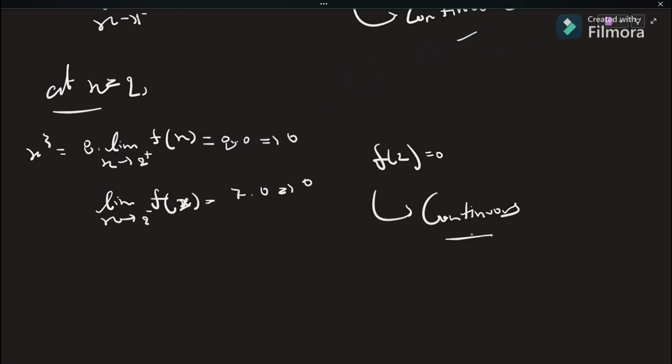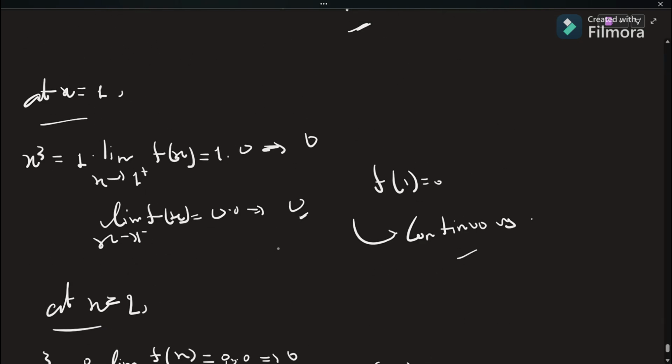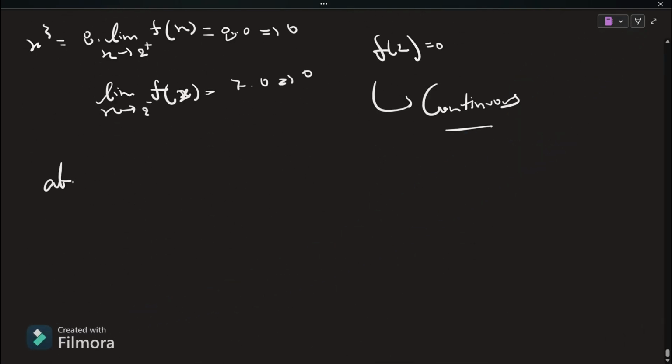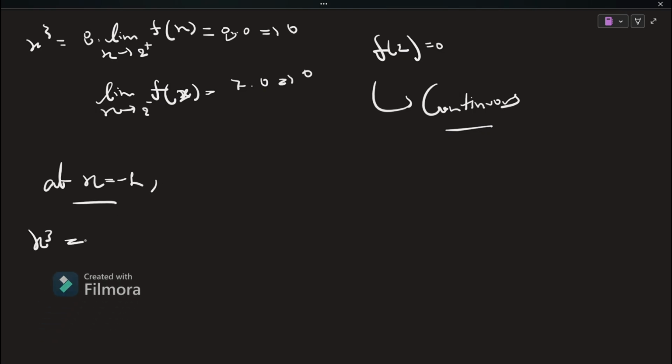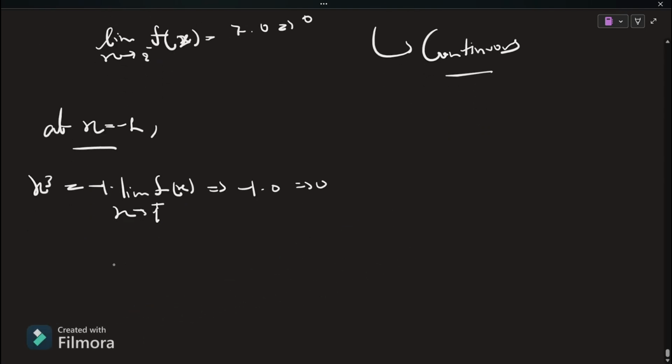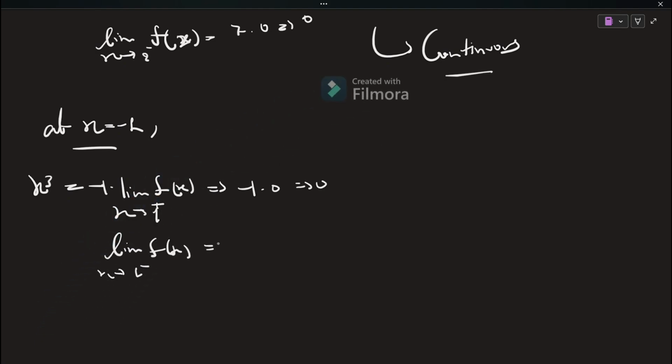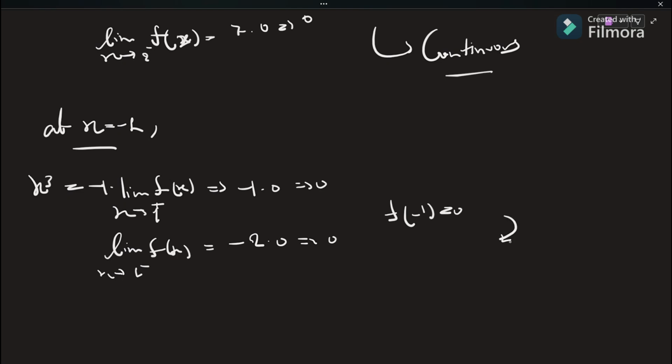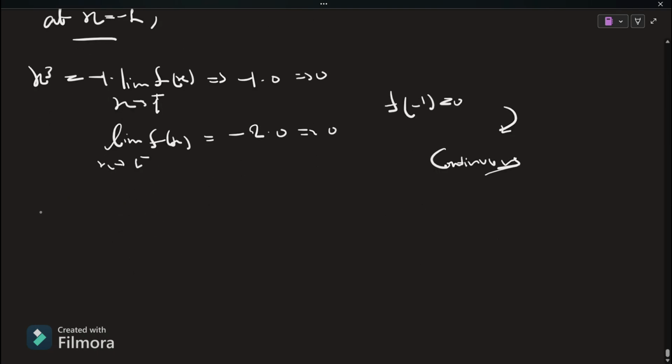Now check it -1 and -2. At x equals to -1 पे, x cube equals to -1 हमने assume कर लिया and now value put किया, then it will get -1 into 0 then 0. And then left hand limit x tends to -1 minus f of x is also -2 into 0, it is also 0. F of -1 also will be 0, then it will be continuous. Now check it last one at x equals to -2 पे.